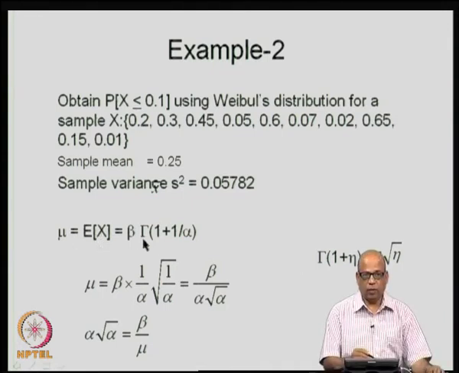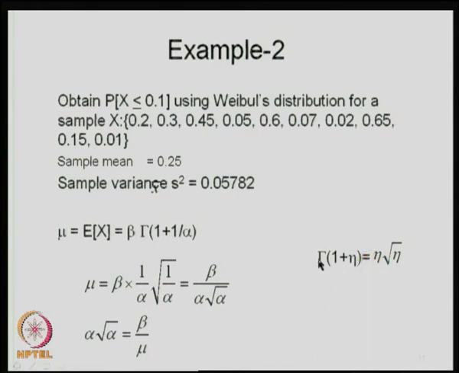Mu is equal to the expected value of x, which is beta into the gamma function of 1 plus 1 by alpha. Recall that when we introduced the gamma function in the gamma distribution, we said the gamma function of 1 plus eta can be written as eta root eta. That is the relationship that we use here, and we write it as beta into 1 by alpha root 1 by alpha, which turns out to be beta divided by alpha root alpha. So, alpha root alpha is equal to beta by mu from this expression.